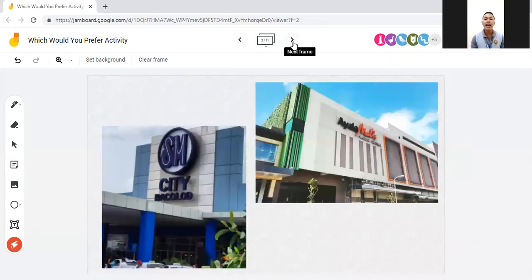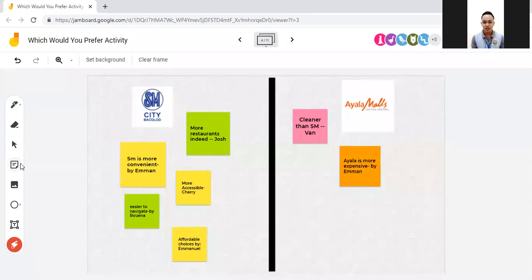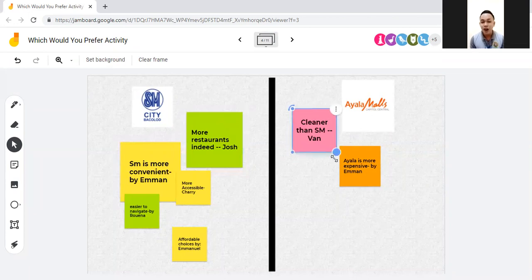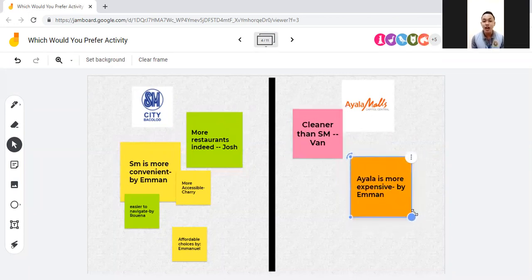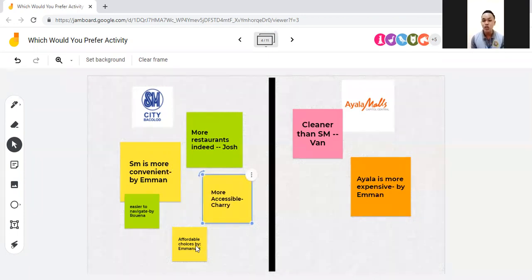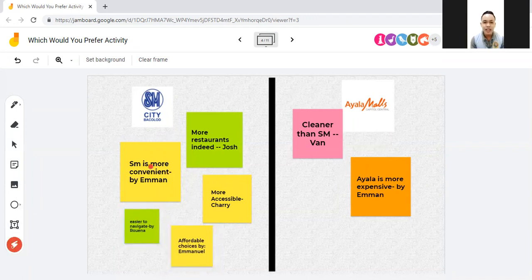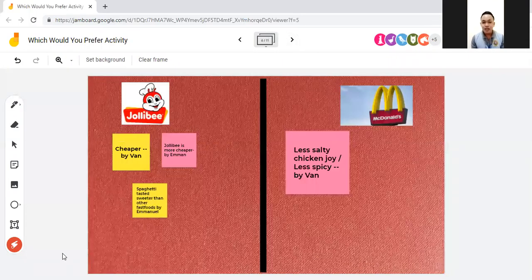the SM and Ayala. So if you could notice, you are not just simply describing the two malls, but you are comparing the two things that I let you choose. From the words more convenient, more restaurants, cleaner, and more expensive, you are actually using adjectives there that compare two objects or two malls. Okay, and then from the other set of pictures, which is the Jollibee and McDonald's.